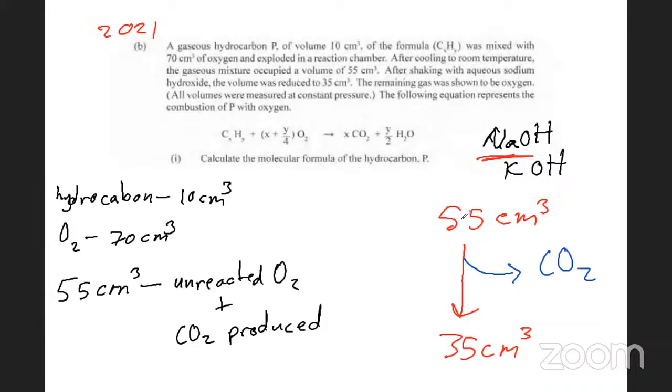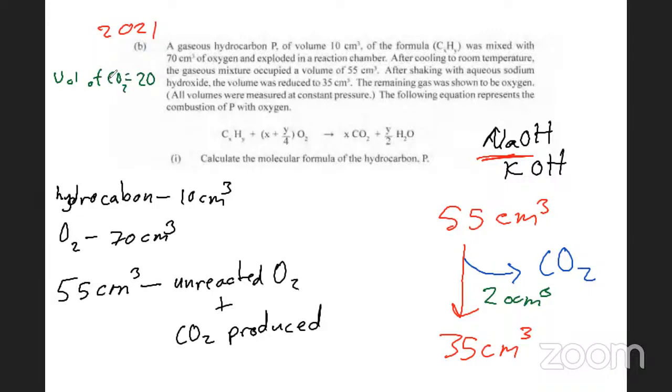So after the reaction there was 55, and when you add sodium hydroxide, it reduced to 35. Remember, the sodium hydroxide is going to remove CO2. So that means 20 cm³ of CO2 was removed. If it dropped from 55 to 35, it means that we would have removed 20 cm³ of CO2. All right, so the volume of CO2 produced is 20.